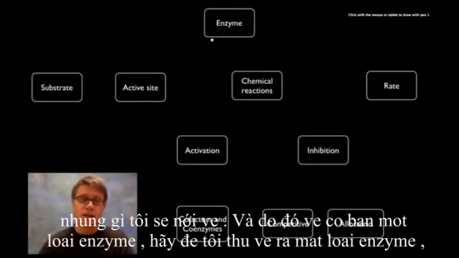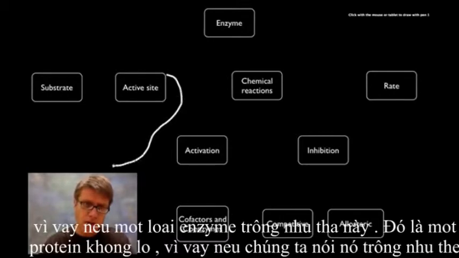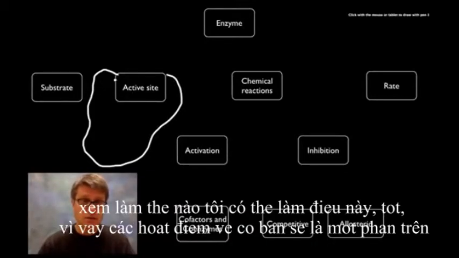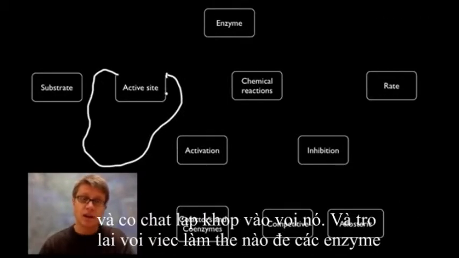And so basically an enzyme, and let me try and draw an enzyme. So if an enzyme looks like this, it's a giant protein. So if we say it looks like that, it's going to have an area inside it called the active site. Good. So the active site is basically going to be a part of the enzyme where there's a hole in it. So this is this giant protein. It's got an active site, and the substrate is going to fit into it.